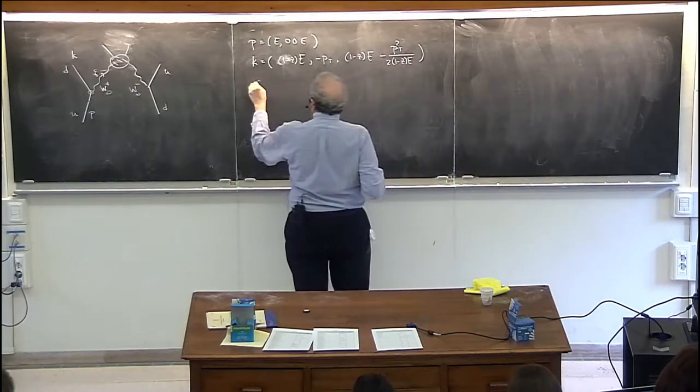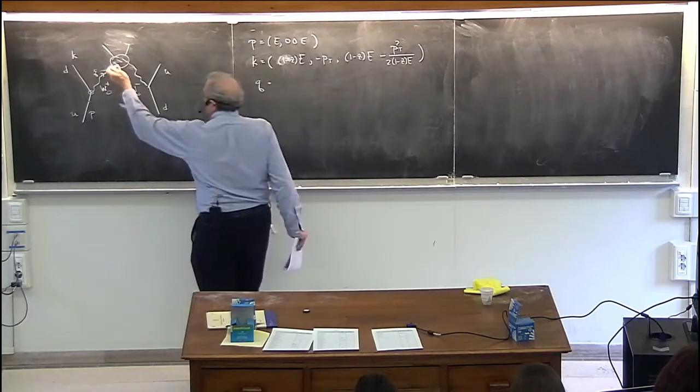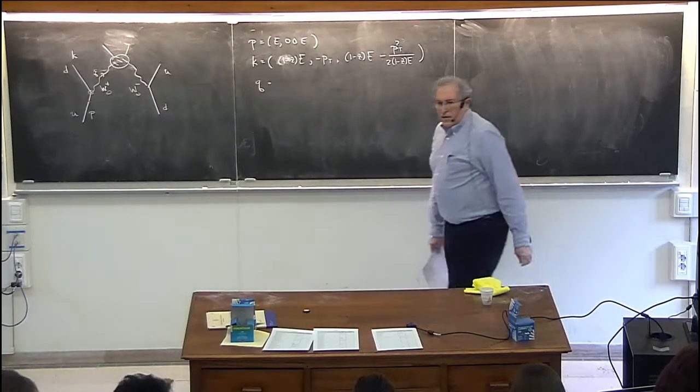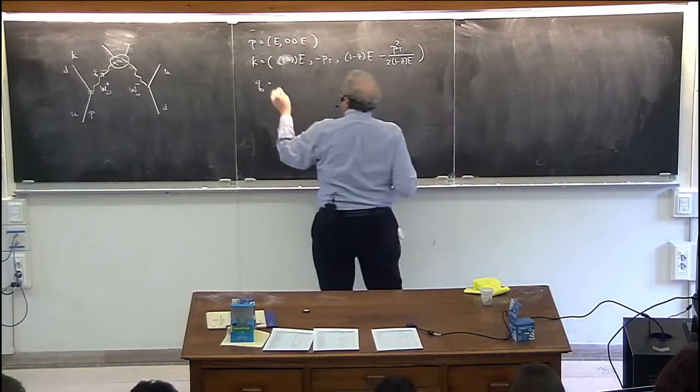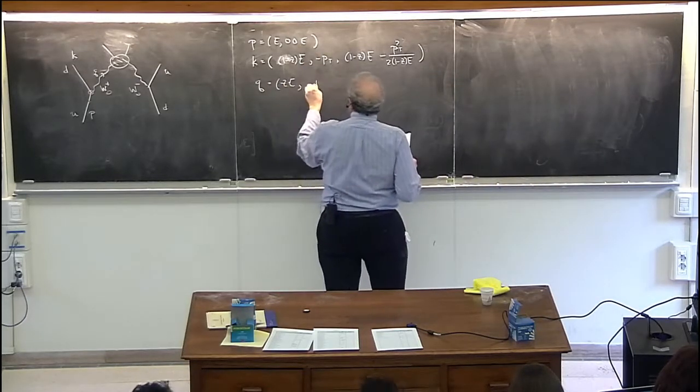And then the Q, the momentum of the W boson, is off shell. And that momentum just has to be whatever it has to be to conserve energy and momentum.